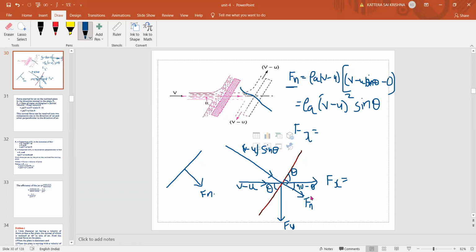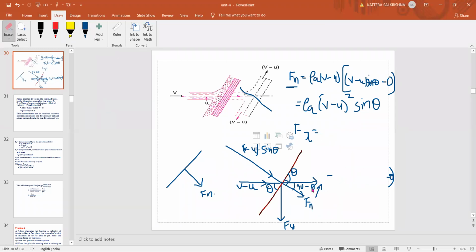Now you can write Fx equal to Fn resolved towards this direction, towards this line. It is cos, because we have the angle in between. That is Fx equal to Fn cos of 90 minus theta, the angle between them. This becomes your Fx value. Fn you can substitute here, which gives rho a (v minus u) square sin theta into cos of 90 minus theta, which is again sin theta. So you get rho a (v minus u) square sin square theta as Fx. Okay, so Fx, I think all are clear.